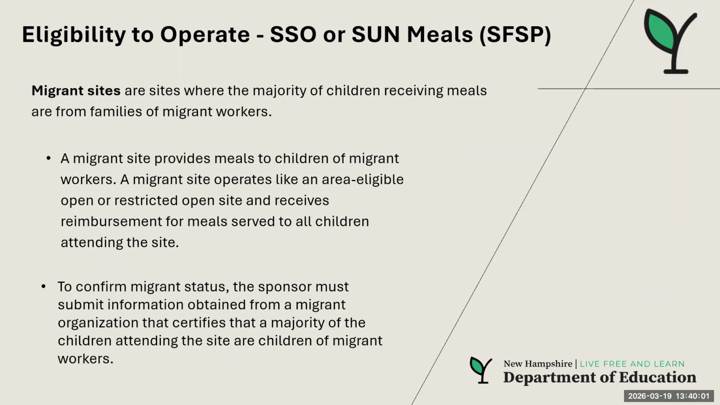And migrant sites, not a typical site we see in New Hampshire, but I still wanted to highlight it. These are sites where the majority of the children receiving meals are from families of migrant workers. A migrant site would operate like an area eligible open or restricted open site and receives reimbursement for meals served to all children attending that site. To confirm migrant status, the sponsor must submit information obtained from a migrant organization.